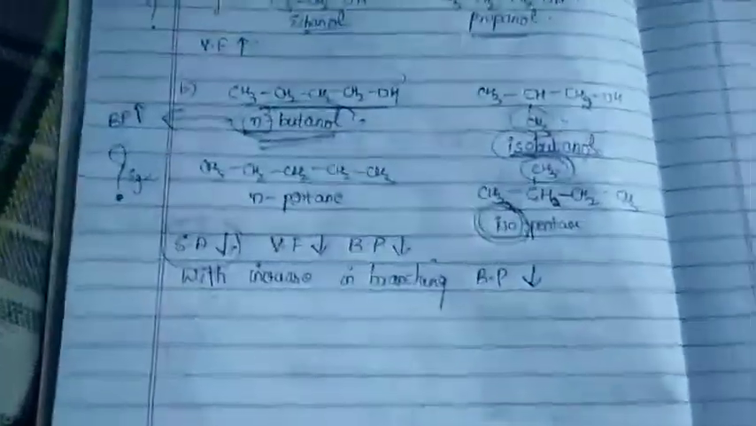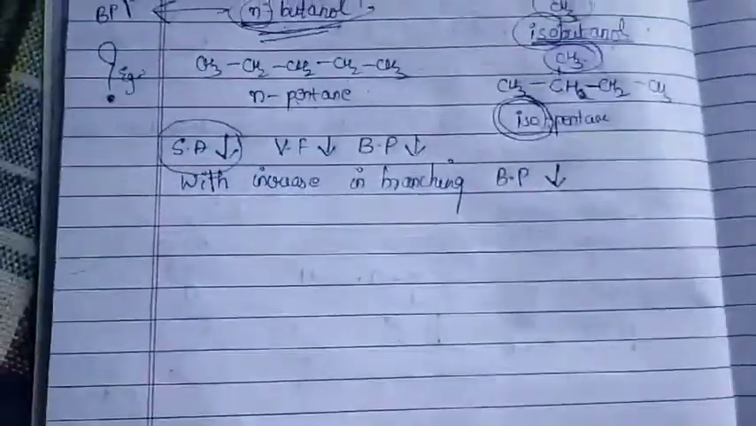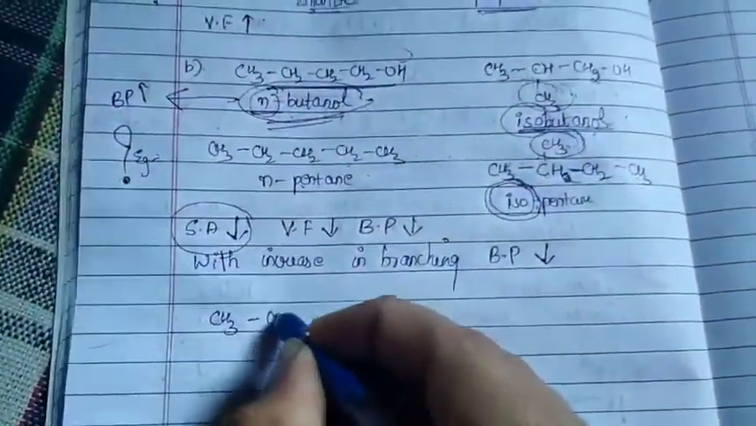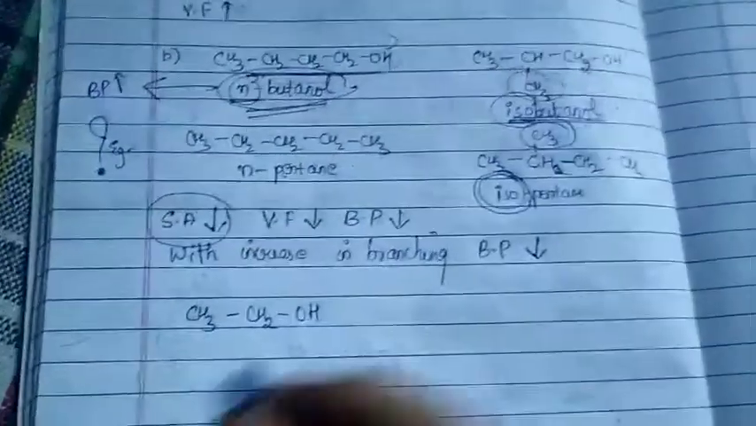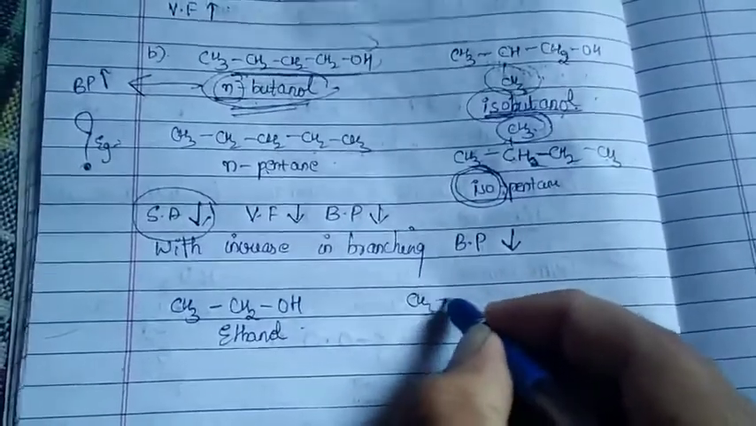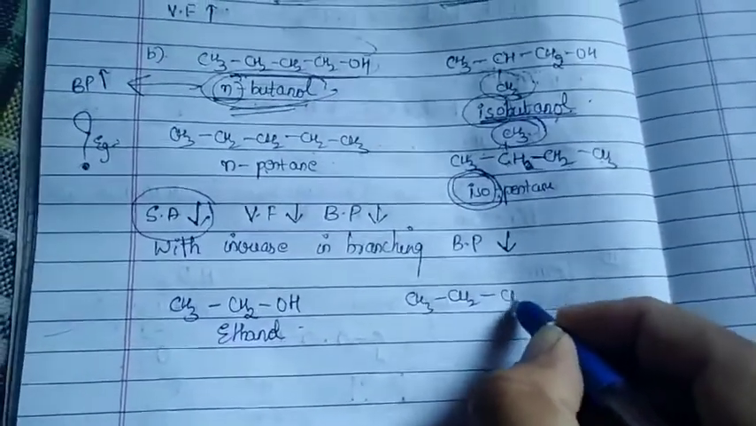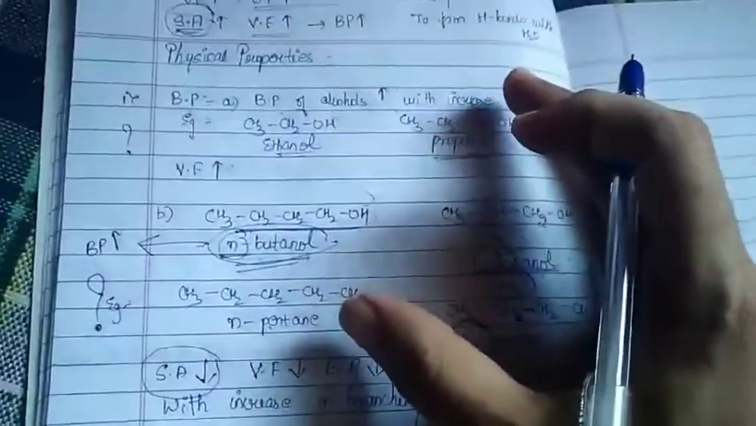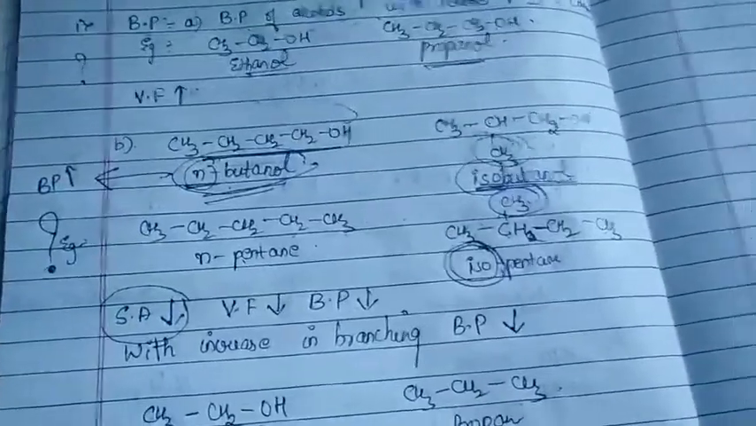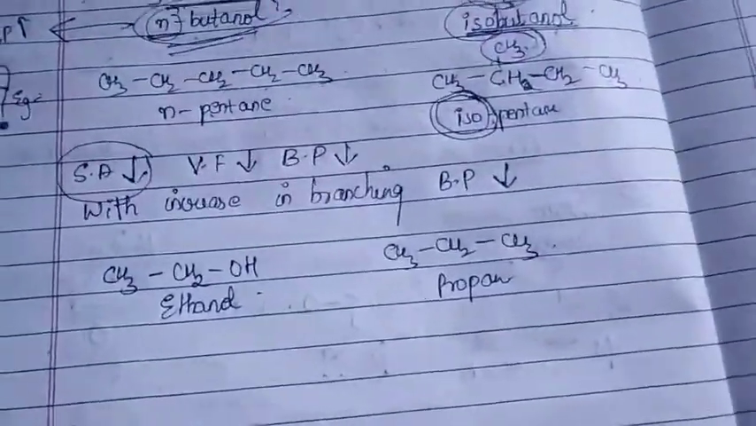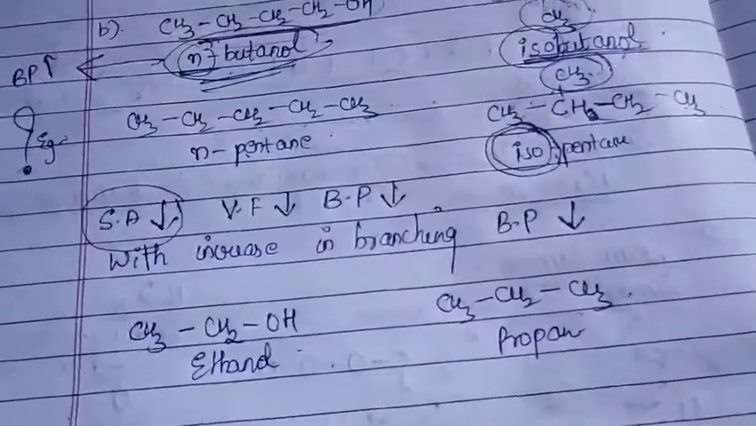Okay, let us now move to the next part within the boiling point itself. Now, in case you are given CH3CH2OH, which is ethanol, and CH3CH2CH3, that is propane. The two points we were seeing were with respect to alcohols themselves. But now we are comparing alcohol with a hydrocarbon. Here the question arises: which one will have the higher boiling point?